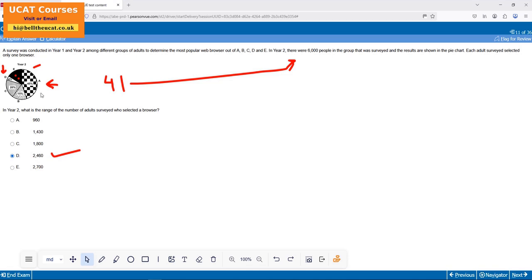To find out E, everything should add up to 100. 20 and 15 is 35. 35 and 45 is 80. 80 plus 4 is 84. So E has to be 16, right? As we knew, E has to be 16%. Oh, that makes sense. Yeah, so we were right.